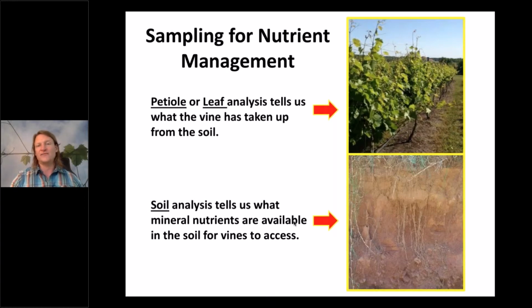The soil is important to sample maybe once every 3 years just to get a baseline. And I think of that as the bank account. The soil is the bank account. It tells you what's available for plant uptake. And then the vine plant tissue is going to tell you if it was able to make a withdrawal from the ATM. Okay, that's a good test to do.